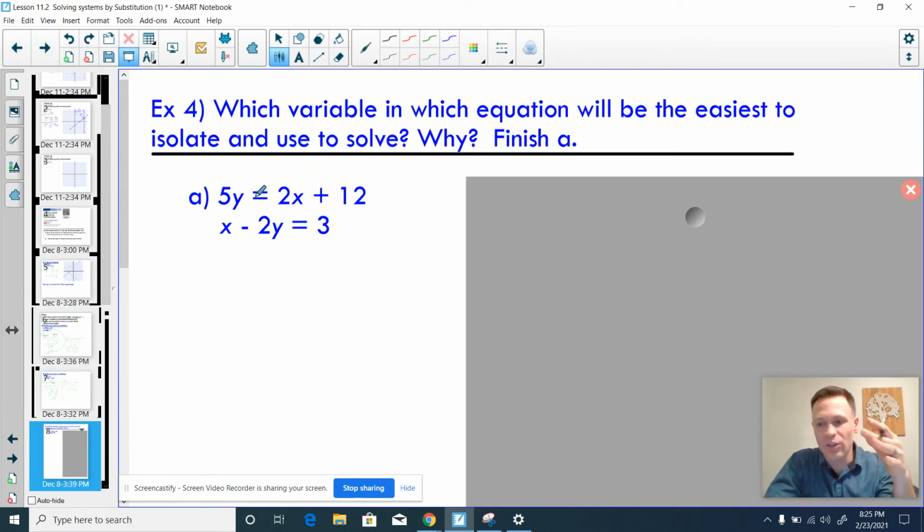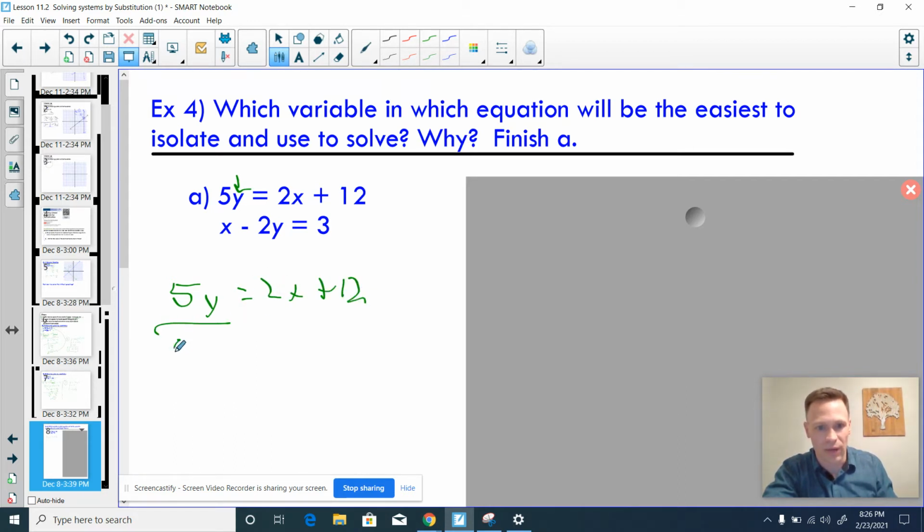Now, what I'll tell you is that there's kind of a skill here. There is some thinking you want to go through, first of all, before you just pick any variable that you want, okay? Let me just show you what I mean. So in this top equation, if I want to solve it for y, for instance, let's just go through the motions here. 5y is equal to 2x plus 12, okay? I'll divide by 5, divide by 5.